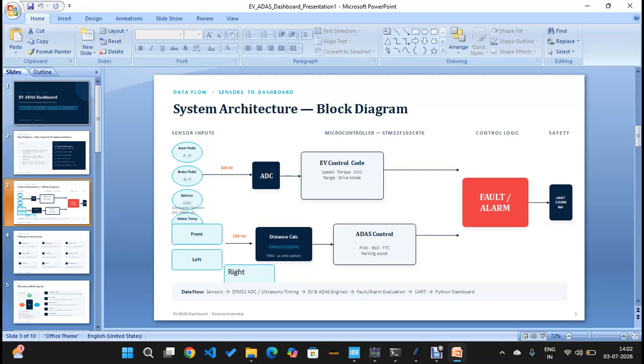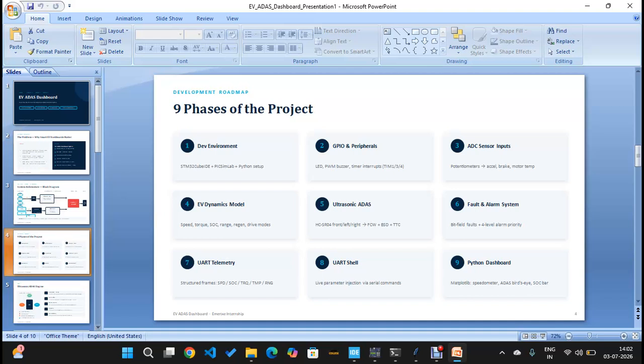So this is everything basically written in the code. So by default, we are passing through the UART at a speed of 115,200 baud. So yeah, now let's move. This is the first phase of my project.